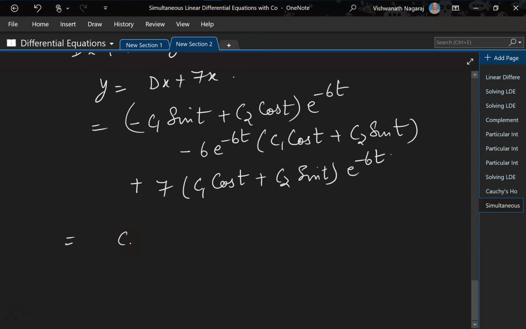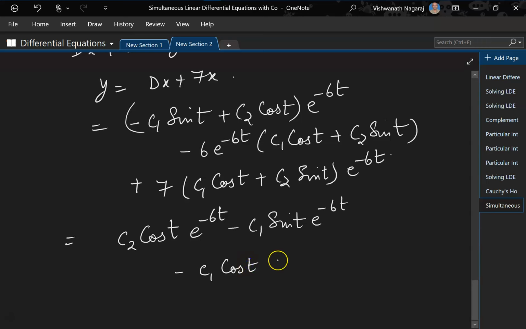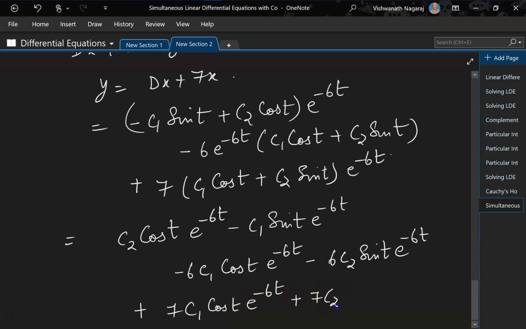So c2 cos t e to the power of minus 6t, minus c1 sin t e to the power of minus 6t, minus c1 cos t e to the power of minus 6t, minus 6 c2 sin t e to the power of minus 6t, plus 7 c1 cos t e to the power of minus 6t, plus 7 c2 sin t e to the power of minus 6t.